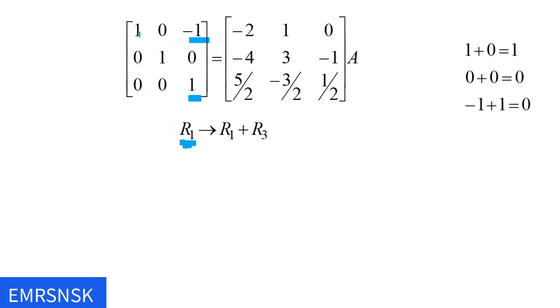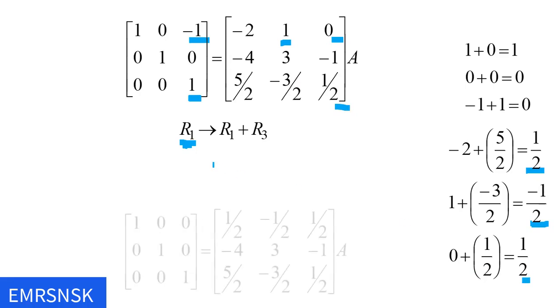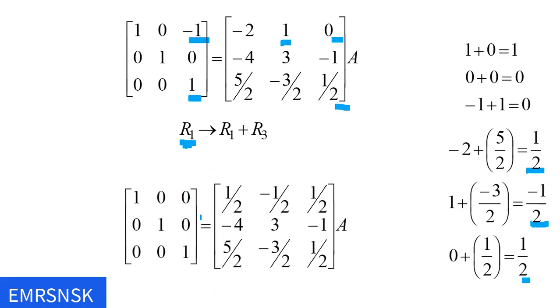So this will give me 1 plus 0, 1, 0 plus 0, 0, minus 1 plus 1, 0. This is on the left hand side, and in RHS minus 2 plus R3 means 5 by 2. This will give me 1 by 2. Similarly 1 plus minus 3 by 2 gives me minus 1 by 2, and 0 plus 1 by 2 gives me 1 by 2. So this is the matrix.